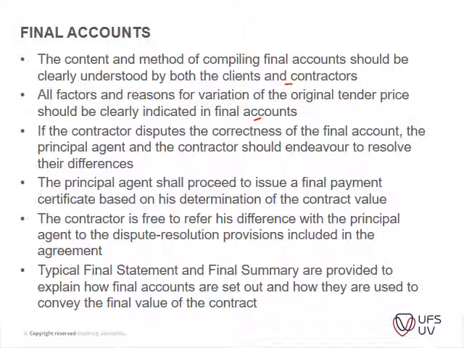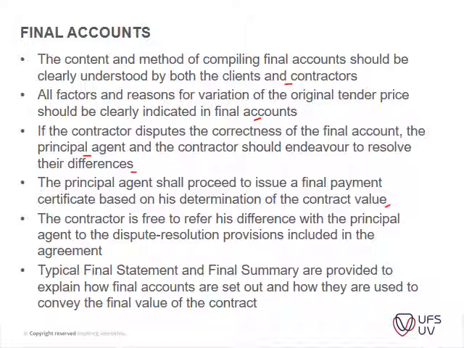If the contractor disputes the correctness of the final account, the principal agent and the contractor should endeavor to resolve differences. This is usually done by the QS and the contractor before it actually goes to the principal agent, just to save time, because it is quite a cumbersome job of going back and forth between certain items first. So it's best to sort it out first and then go to the principal agent. The principal agent shall proceed to issue a final payment certificate based on his determination of the contract value.